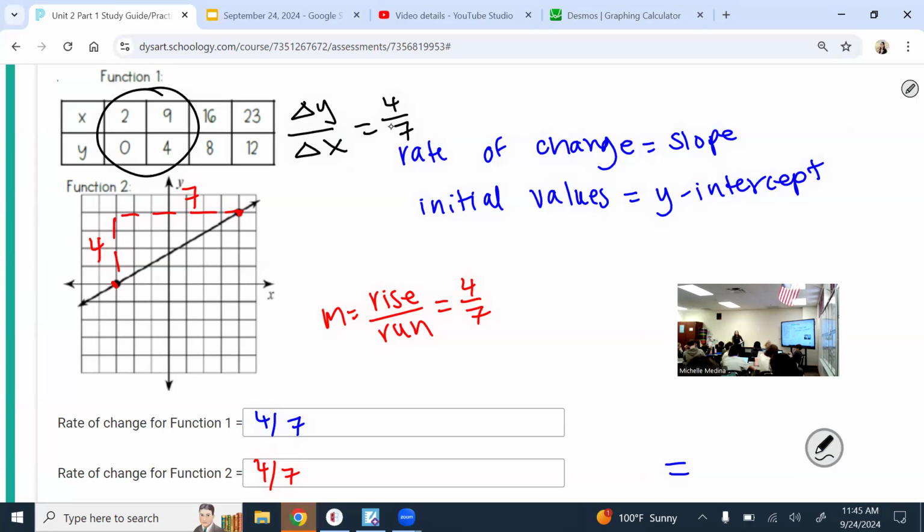I didn't show you that in the unit, but now if you want to use that formula whenever it's a table, that's change in y divided by change in x, same as rise over run. Questions on that?